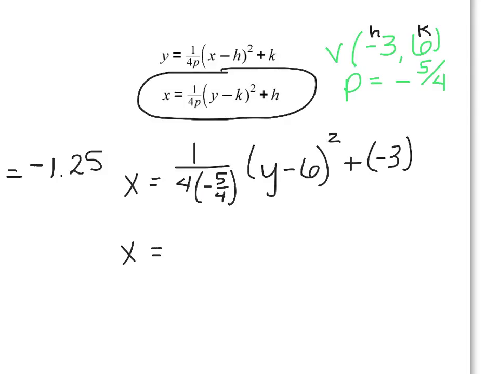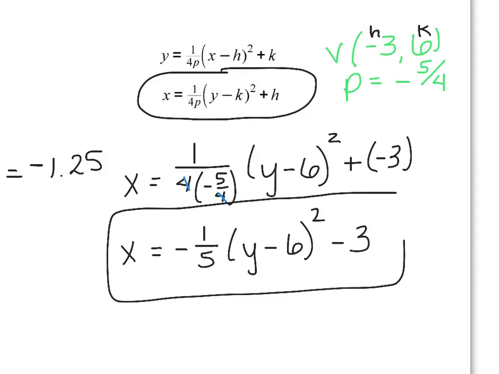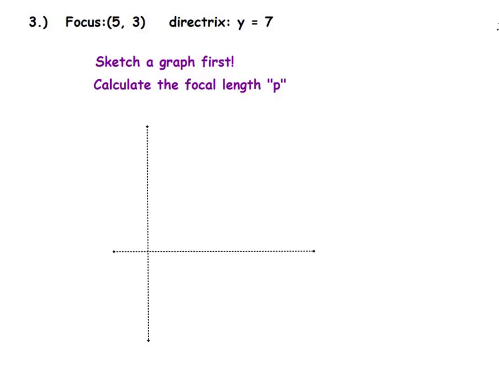X equals, well here I can simplify 4 divided by 4 is 1. So that gives me a coefficient of negative 1 over 5. Y minus 6 quantity squared minus 3. And there is my equation for the parabola. Now with a graphing calculator, you can always check this equation, graph this equation, and see if it looks similar to your sketch.